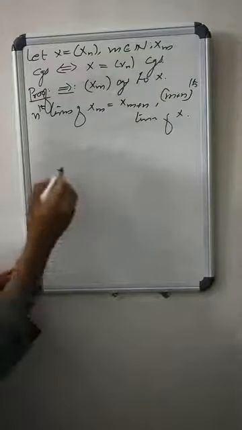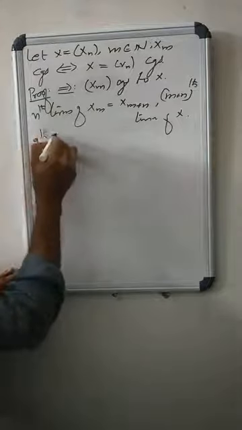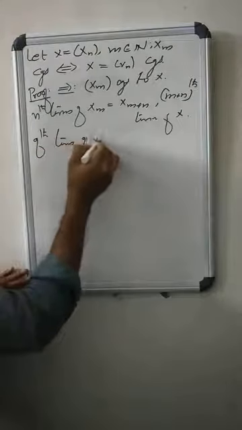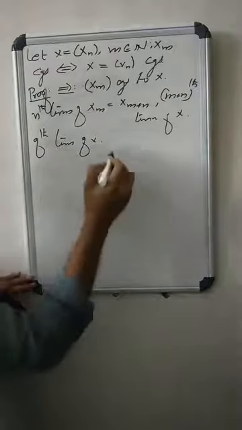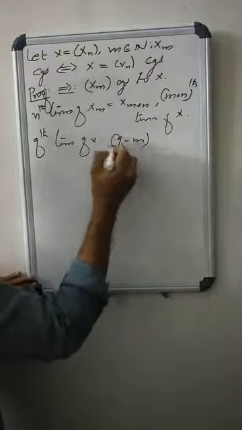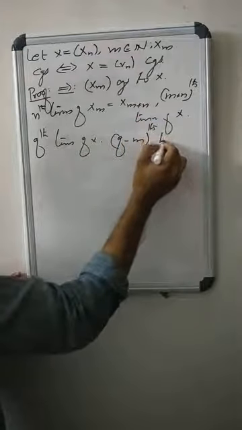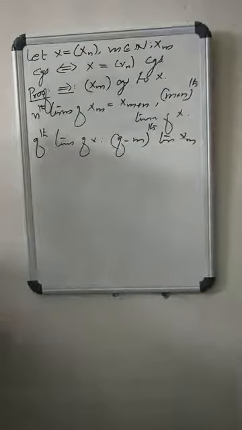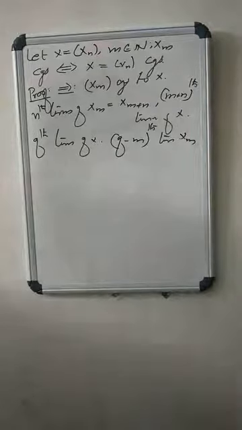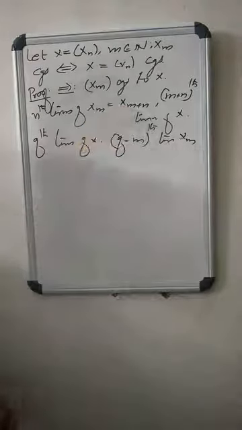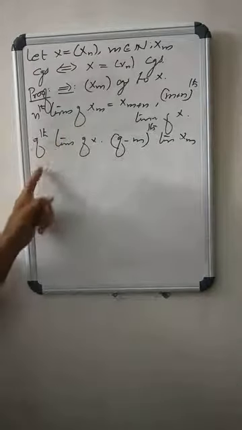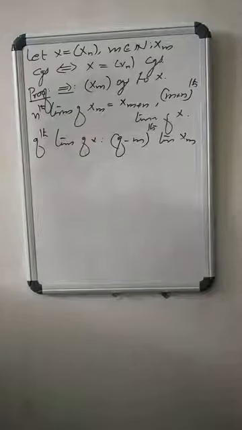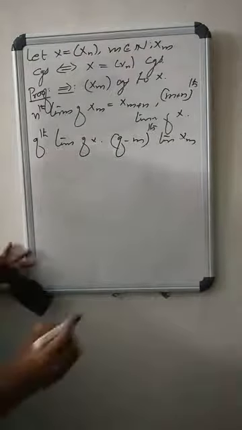So what about the qth term of x? From this argument, the qth term of x is nothing but the (q minus m)th term of the m-tail sequence xm, for all q greater than m.